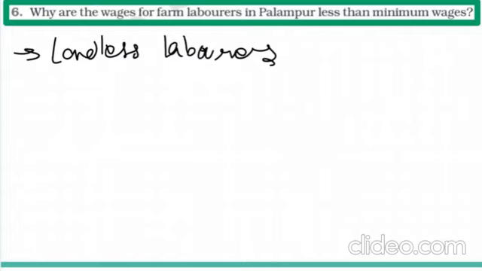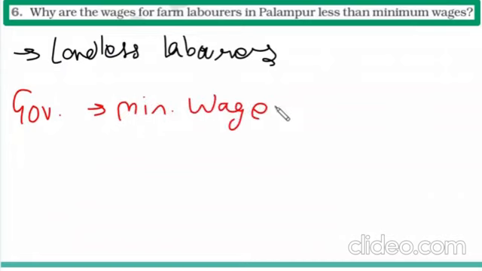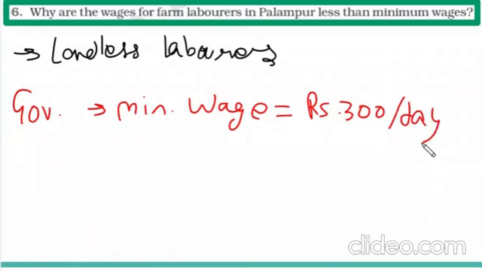Now, as per government, what is the minimum wage we have to give? The minimum wage is rupees 300 per day. So the owners of the land or the large farmers have to give at least 300 rupees per day to these laborers who are working on their land. That is the minimum wage. But in Palampur, the farm laborers are getting less than that.